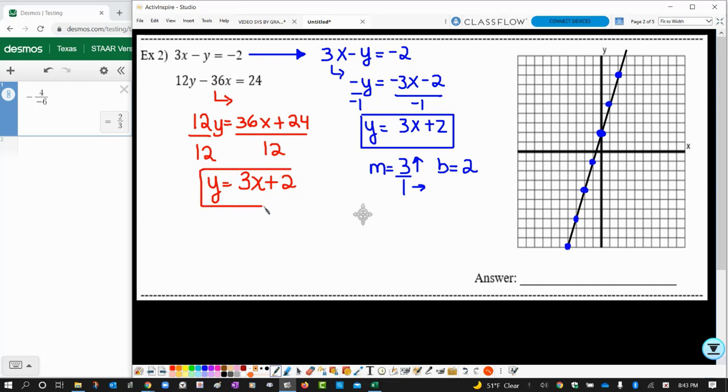So there you go. We got the y alone. So that means our slope is 3. And our b is 2. And make sure you put a 1 underneath the 3 so that this makes into a fraction. And we're going to start our second graph at 2. And right there, we're going to go up 3 over 1, up 3 over 1, and then down 3 over 1, down 3 over 1, down 3 over 1, down 3 over 1.